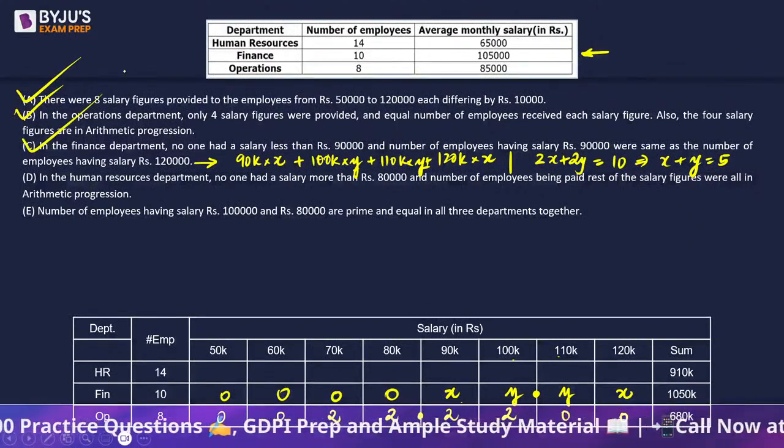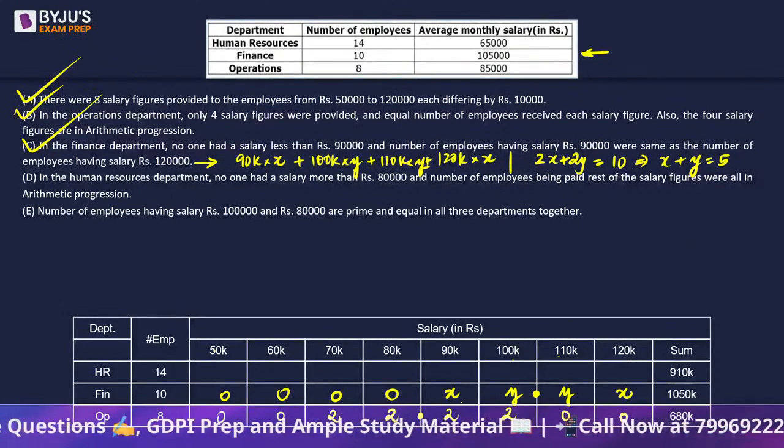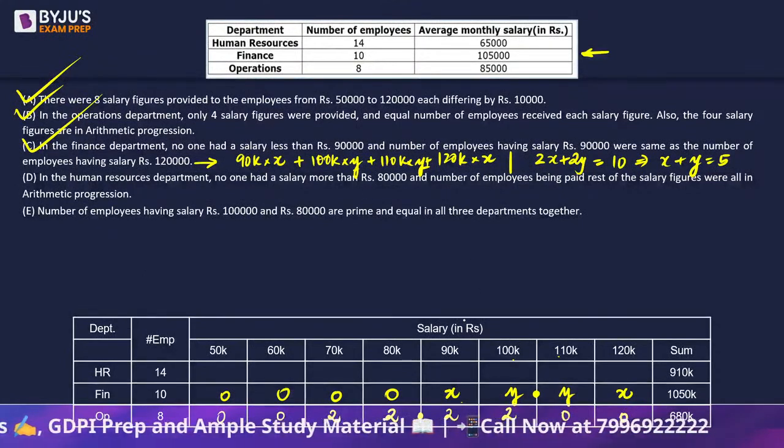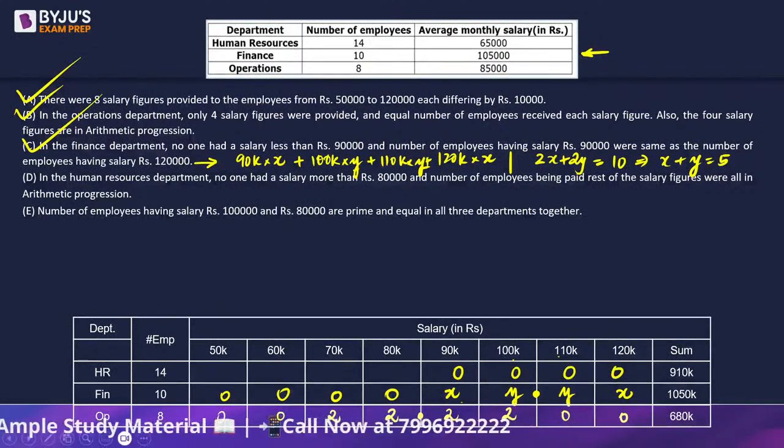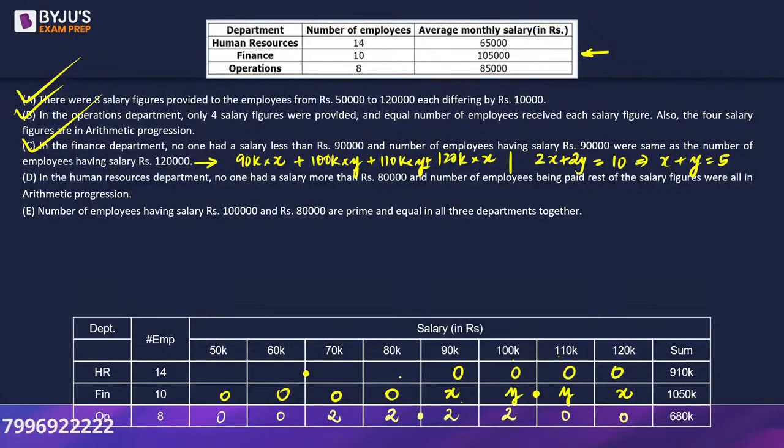This is done. Next, in the HR department, no one had a salary more than 80,000. So that means these are all 0, right? And the average is 65. And since the numbers of people are in an AP, the sum is 14, no?